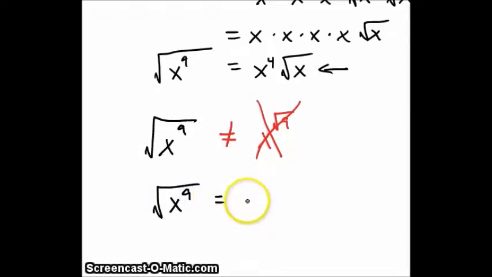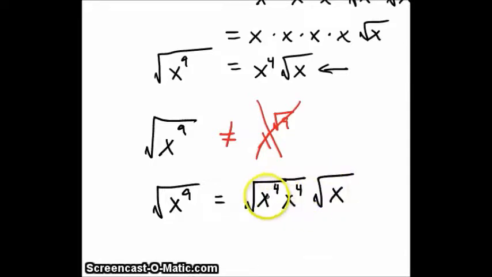That's equal to the square root of x to the 4th power times x to the 4th power, and then times the square root of x. If I multiply x to the 4th and x to the 4th, I get x to the 8th. If I multiply that by x to the 1st power, I get x to the 9th. So this does check out. This is x to the 4th power times the square root of x.